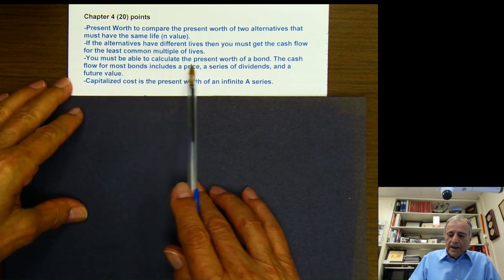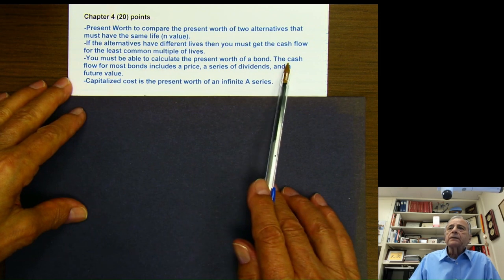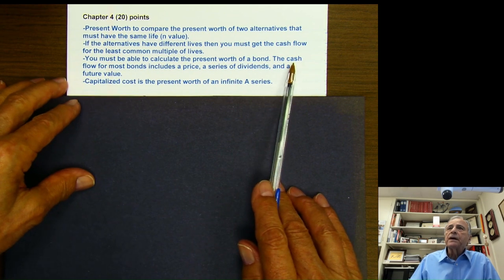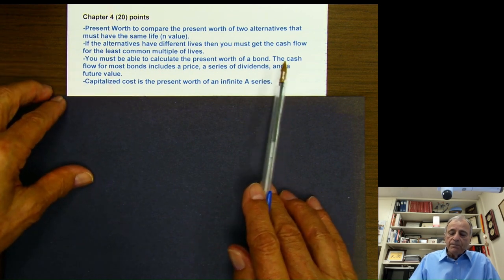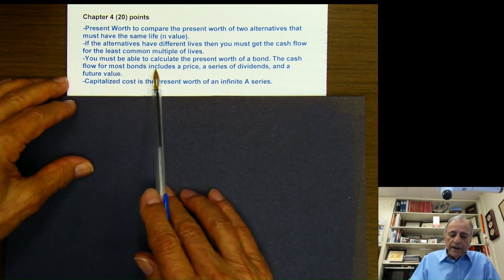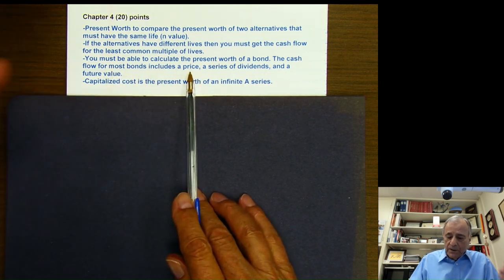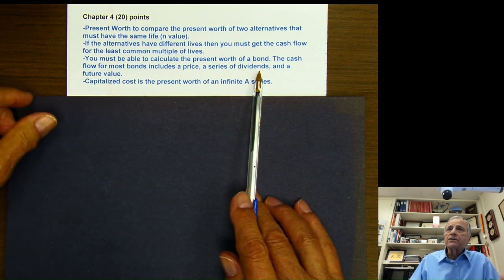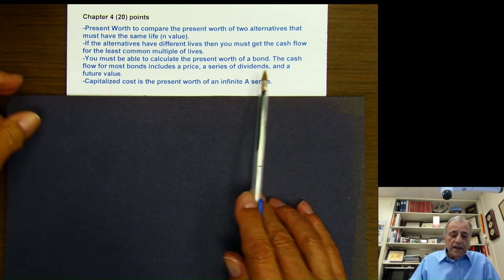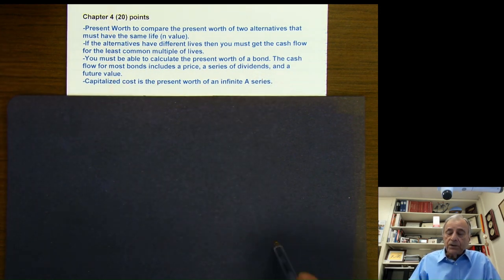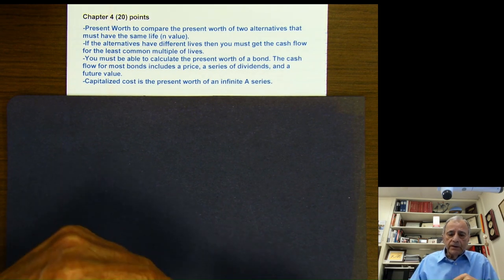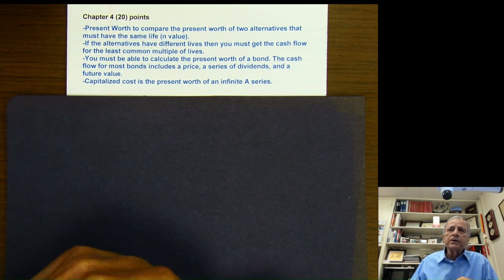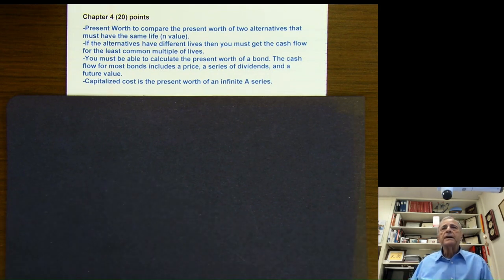You must be able to calculate the present worth of a bond, okay? To work this test, you need to know the formulas for a bond that are given in Chapter 4. Basically, the cash flow for a bond includes a price, which is a negative cash flow, then a series of dividends, which are positive cash flows. It's basically an A series, and a future value, which is usually the face value if you hold the bond to maturity. If you sell it before maturity, it'll be the market value of the bond at the time you sell it.